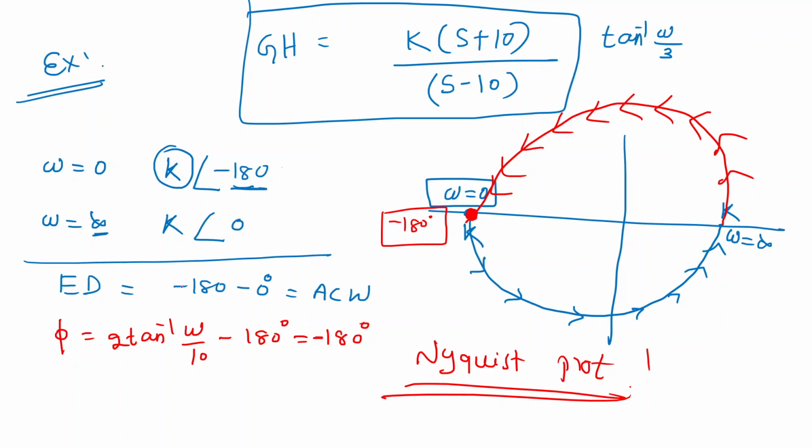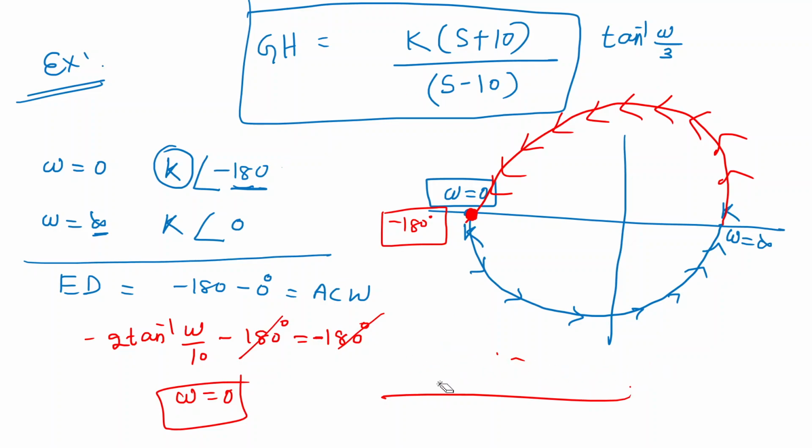Okay, sir. Now, after you equate, you see this minus 180 and minus 180 get cancelled. So now omega equals 0 degree, or omega equals 0. Okay, omega value you got is 0. You put that omega value 0 here in the magnitude and find out the k value.